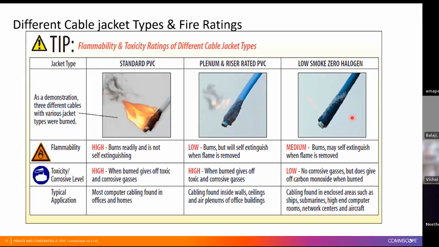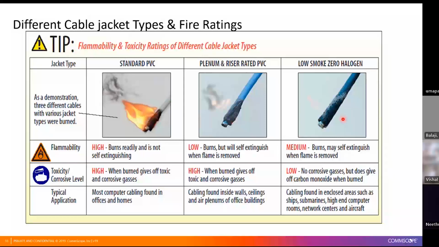The other one is the low smoke zero halogen jacketing material. In the name itself, you can understand: low smoke zero halogen. Yes, flammability will be medium only, but the toxic level will be less. So that is why it's called low smoke. The halogen will be zero.